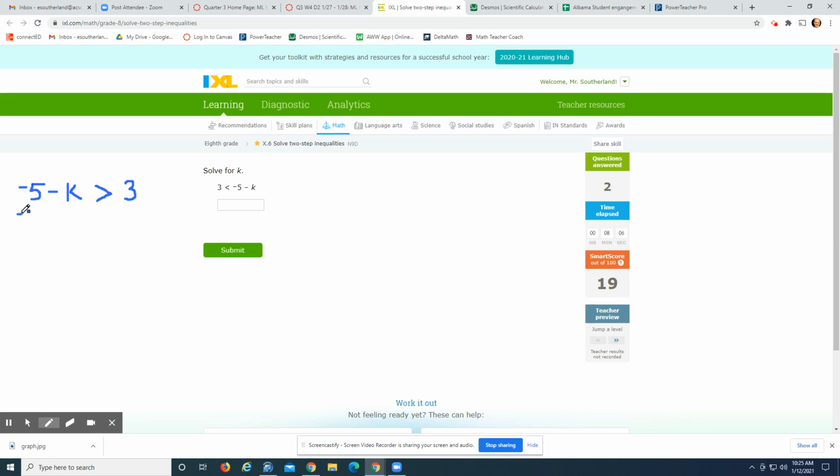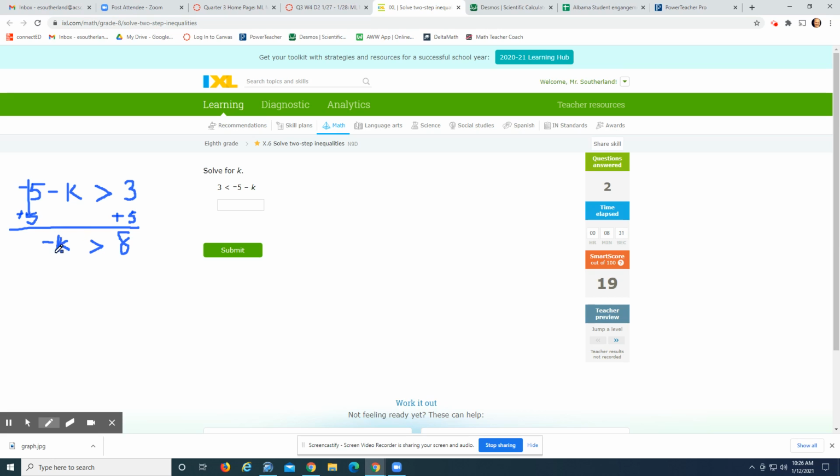And then we go through and solve it. So I want to add 5 because it's minus 5 or negative 5. So we're going to add 5 to both sides. And so the 5's will cancel. Minus k or negative k drops down. And then the sign stays the same. 3 plus 5 is 8. And then this is a negative 1.